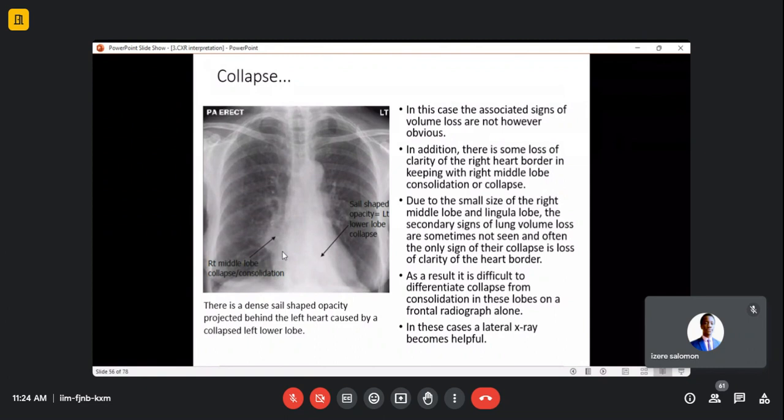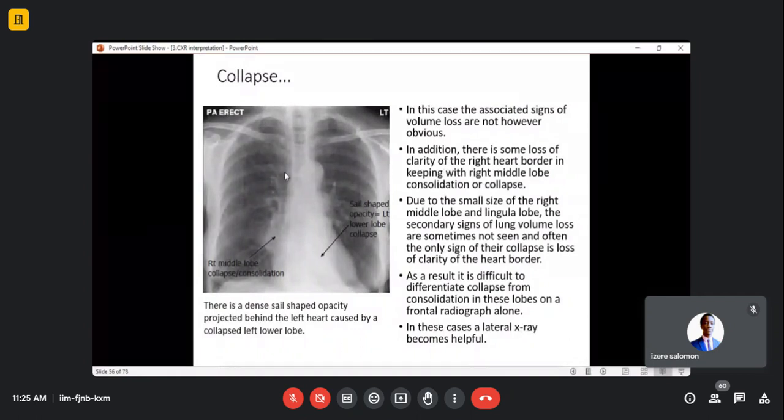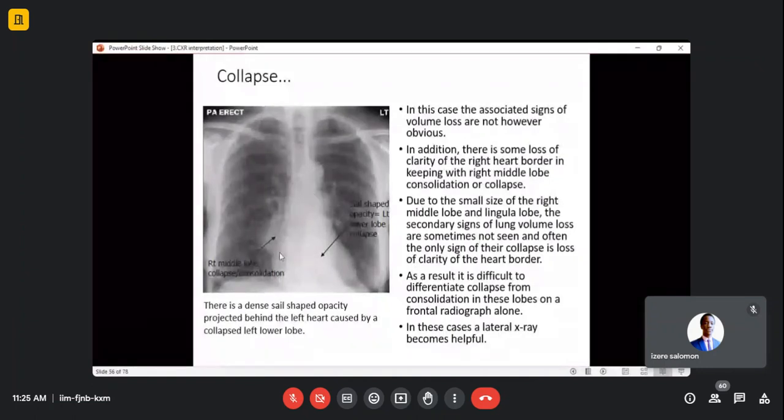Here you can ask me to see the indirect signs of those collapses. Since the collapse was on each side, I was supposed to see some changes like volume loss on this side, but remember on the other side it is pulling too. Each side is pulling on the mediastinum. So you don't see much volume loss because the collapse of the left lower lobe is pulling on the mediastinum, and the collapse of the right middle lobe is also pulling on the other side.